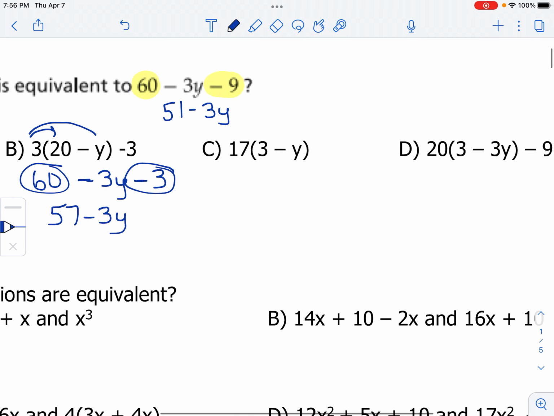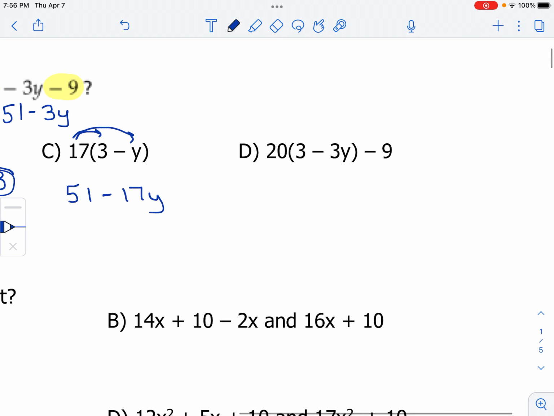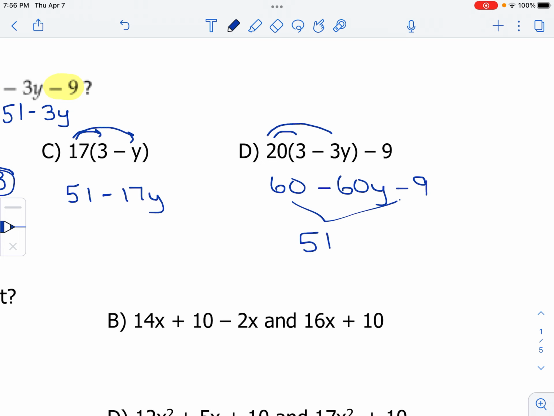Choice C, when we distribute this, 17 times 3 is 51. 17 times y is 17y. We'll bring our subtraction sign down. So that's not the same, 3y and 17y. And our last option here, 20 times 3 is 60. 20 times 3y is 60y. And minus 9 here at the end. So we've got 60 minus 9. These two are going to combine to 51 minus 60y. It's not the same as 51 minus 3y though.